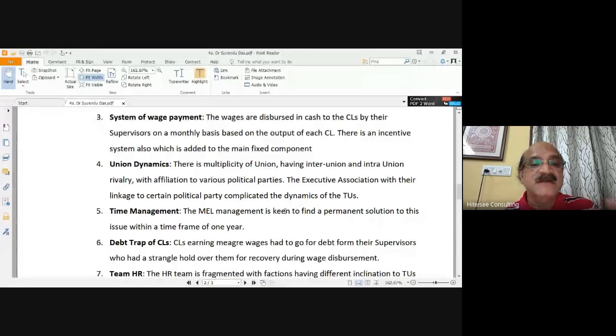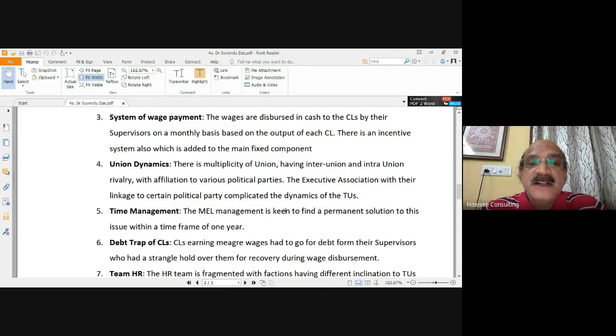Union dynamics was very complex. There was inter- and intra-union rivalry. They had various affiliations to different political parties, mainly the Congress and the BJP. The officers' or executives' association had an inclination to the BJP MP, and they also played a role in this complicated dynamics of the trade unions.